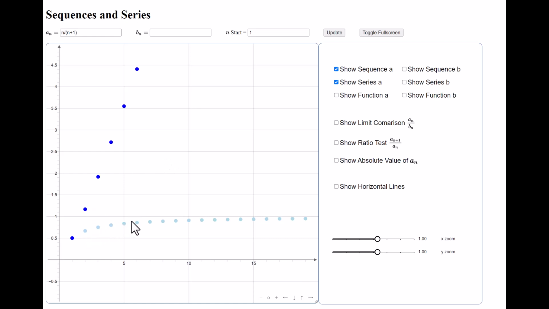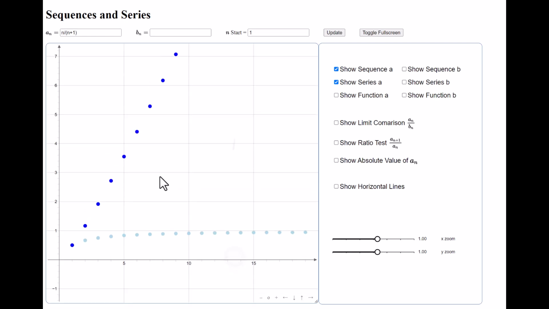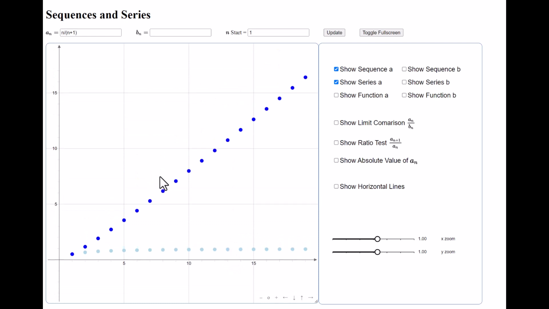So these are the individual sequence points, okay? And these are the partial sums. The partial sums are increasing at a pretty steady rate, it looks like. And it might only be steady for a little while. It might, no, it looks pretty steady for good there. Regardless, it's not going to ever converge because it's going to continue increasing at that steady rate.